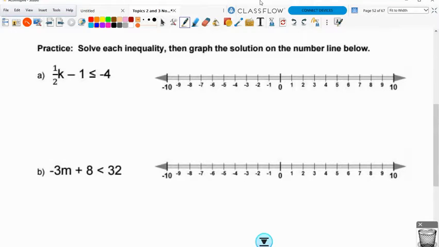In our first inequality, we have 1/2 k minus 1 is less than or equal to -4. Notice that we have a fraction in this problem. Our process is going to be the same, though. We've got to isolate the variable term first and then get the value of one variable. So we're going to start by adding 1 to each side. The variable term is on the left, and there's the constant -1 there, which we want to remove. So we'll do that by adding 1 to each side.